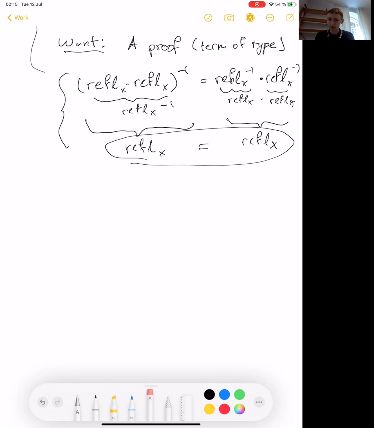Okay. So now we need to prove that REFL is equal to REFL, but that's not very hard because we have, of course, our favorite term, REFL of REFL X, which is a proof that REFL X is equal to REFL X, and we're done. So you see, that's really how you reason in HoTT.